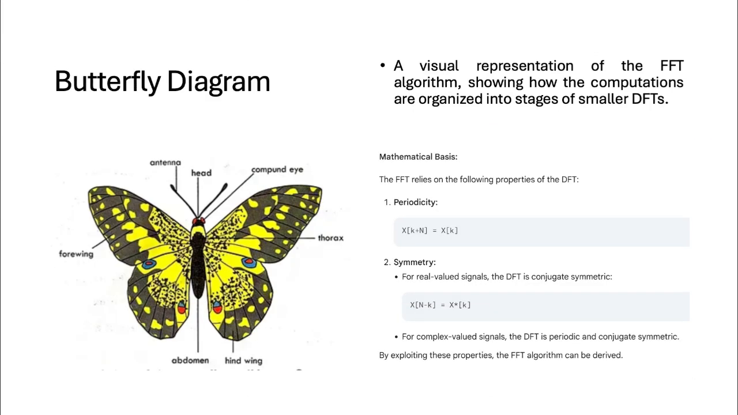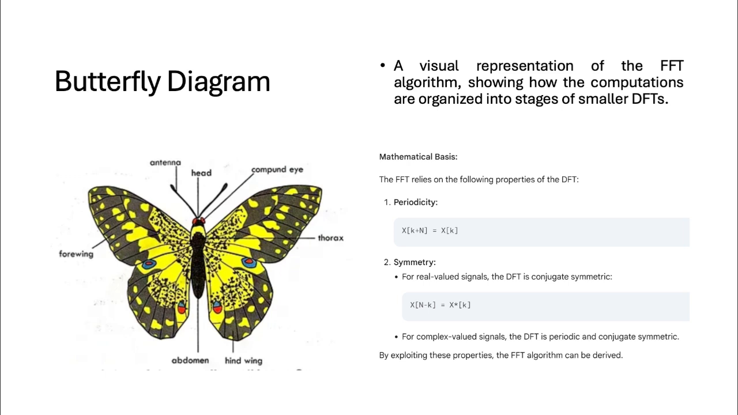The butterfly diagram is a crucial visual representation used to illustrate the structure and flow of computations within the Fast Fourier Transform algorithm. It visually maps out how the input data is split and combined at different stages of the FFT process. Each butterfly in the diagram represents a specific operation involving pairs of data points being combined and transformed.